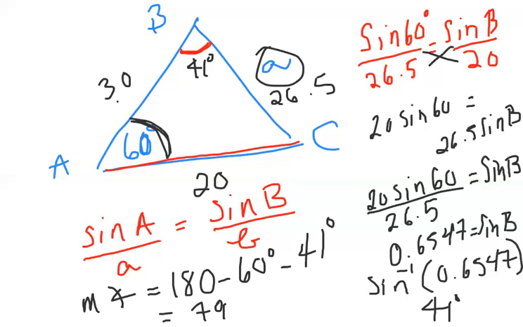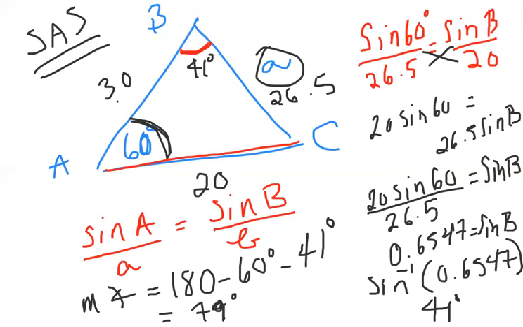And just like that, we are done. As I promised, I was going to do 2 examples with you guys. This is the first example using the SAS congruency, where you're given 2 sides and the included angle, and you have to find the missing side and the 2 missing angles, okay?